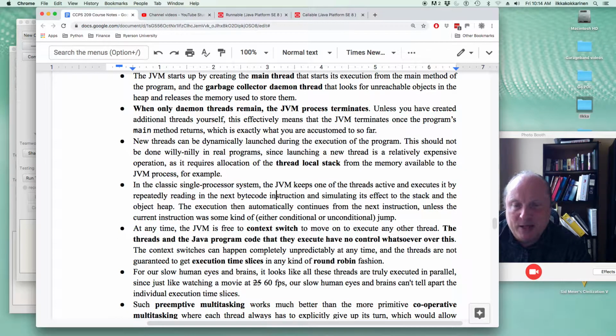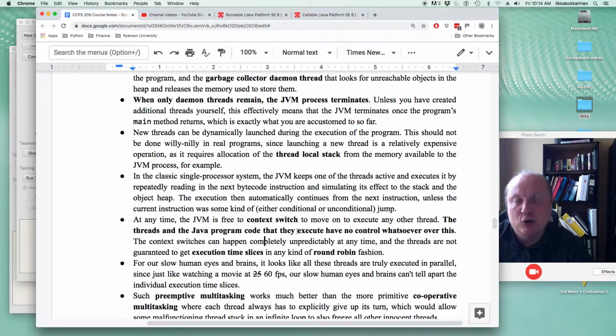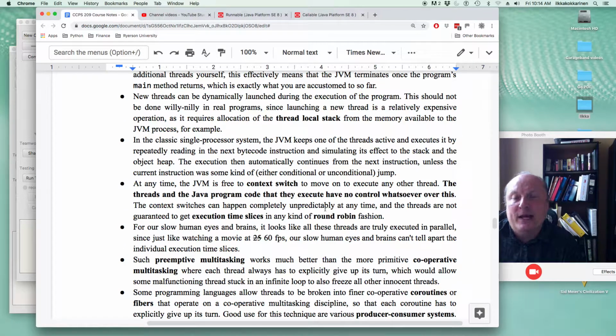And this does not happen after every instruction, because a context switch is a relatively expensive operation. Still, context switches in a modern computer happen so rapidly that to the slow human eye it looks like all these threads are executing truly in parallel, just like in a movie, we're too slow to tell apart the individual image frames. This idea that the virtual machine decides how far each thread is executed before somebody else gets a turn is known as preemptive multitasking.